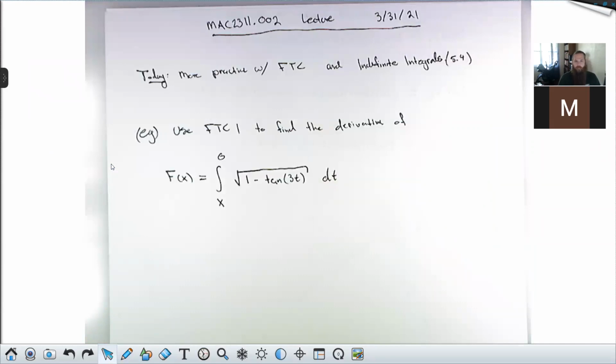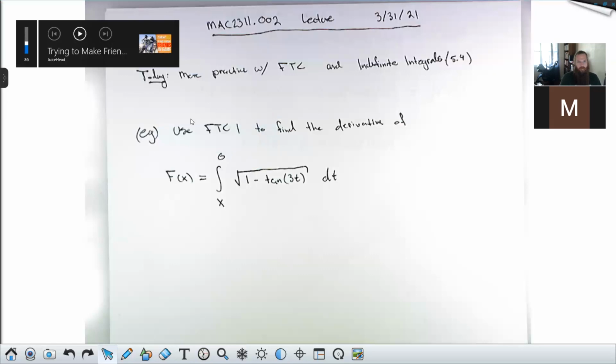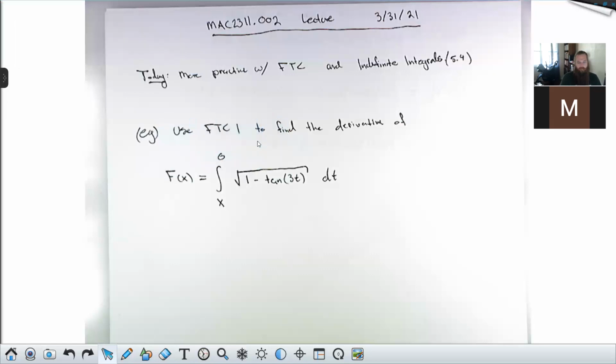I would love it, though, if somebody could give me a little bit of an idea of where to start or explain a little bit what it is we're going to have to do. Like, what do they mean by this? Use part 1 of the fundamental theorem of calculus. What are they saying? Remind me what FTC1 says.